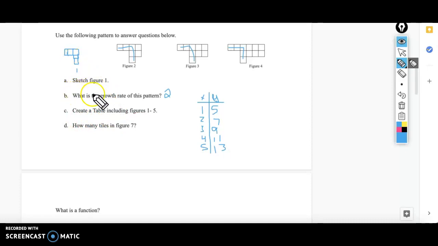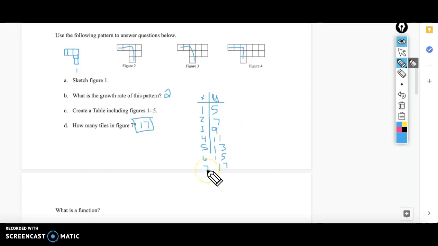My sketch is right here. The growth rate is 2. I have my table from 1 to 5. Now, how many is going to be in figure 7? Well, I can just keep adding 2. 6 is going to have 15, which means 7 is going to have 17 boxes, or 17 tiles.